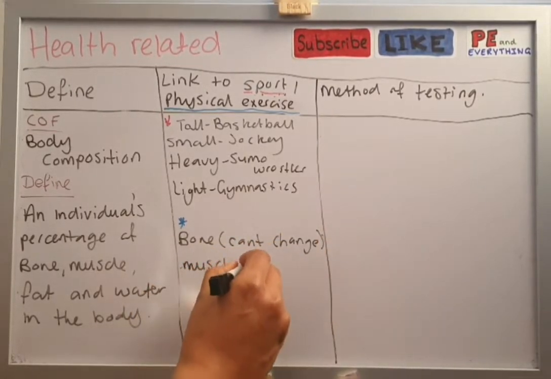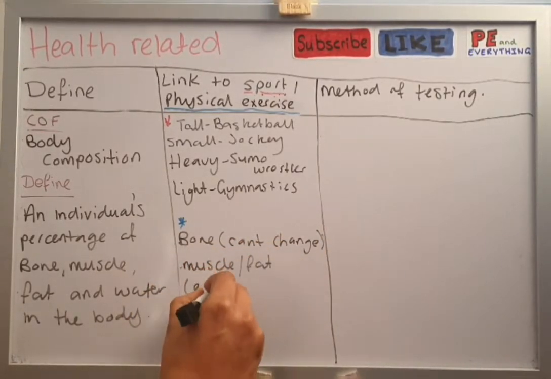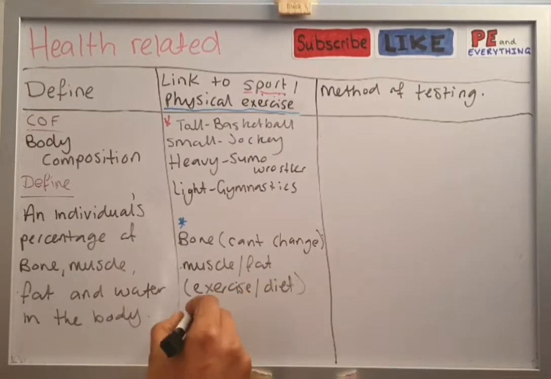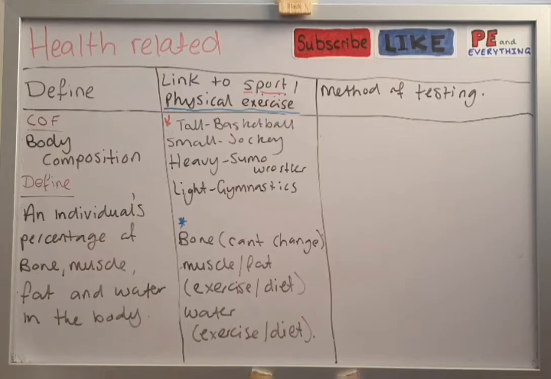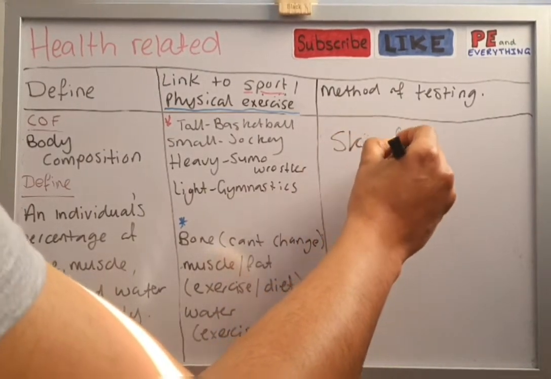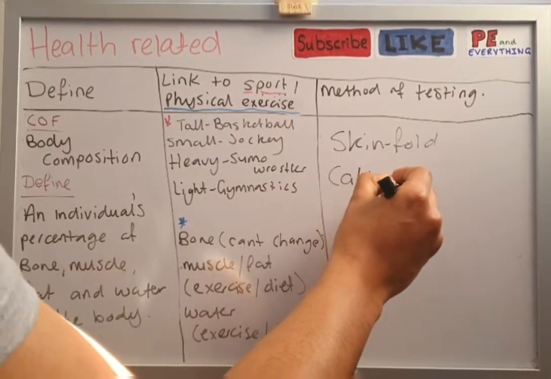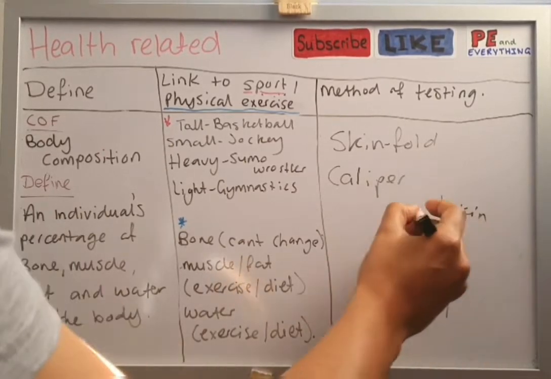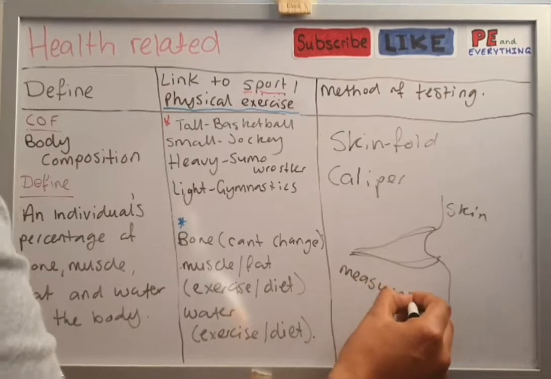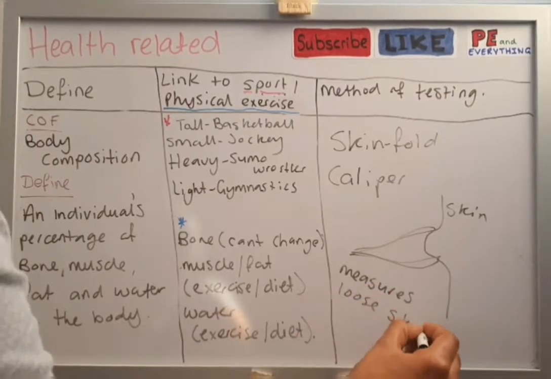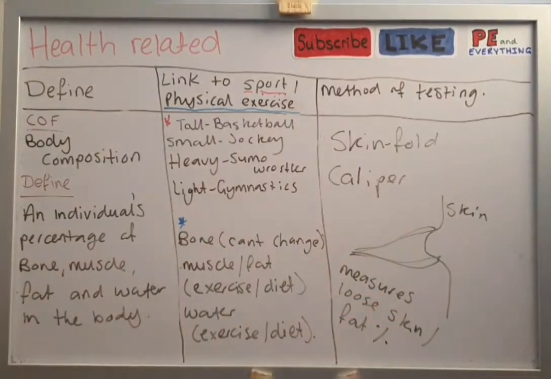Okay, you can't really work on your bones because you can't really change your bone structure, but your muscles and your fat and your water retention you can adapt via exercise and diet. Okay, an appropriate method of testing for body composition is a skinfold caliper. It's an instrument that pinches the skin to measure how much fat percentage you've got.